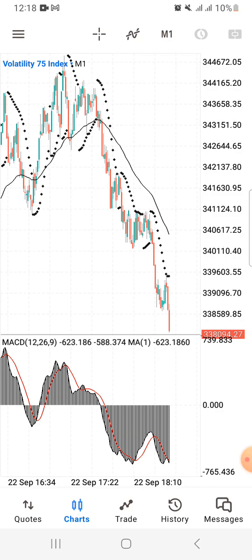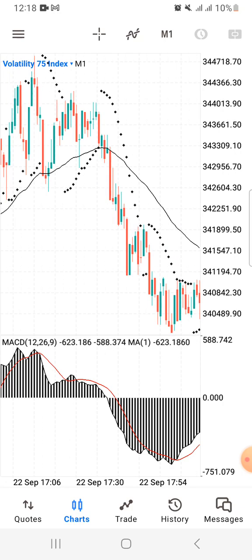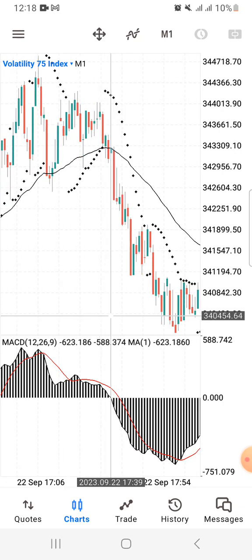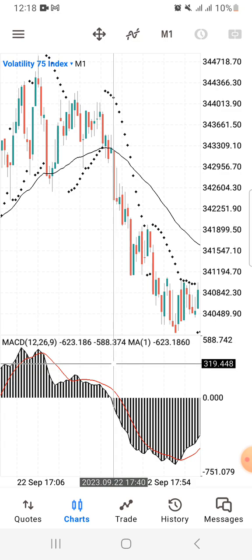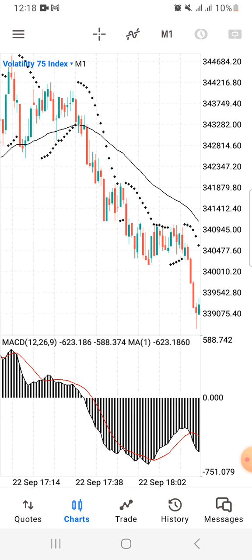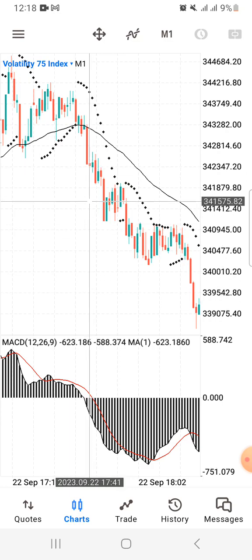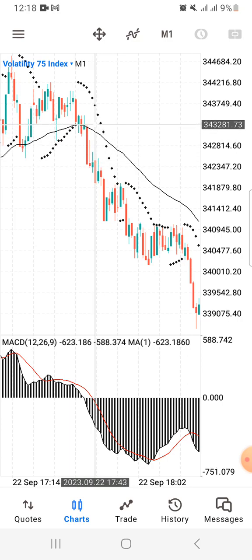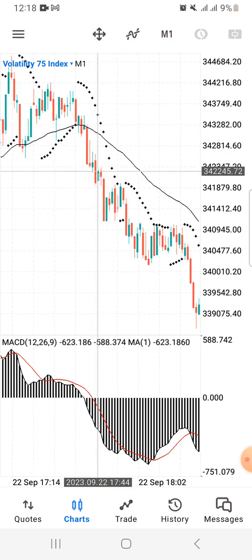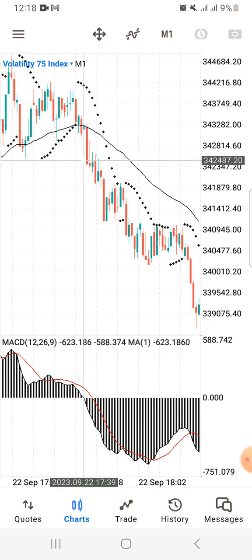So if price is below the 50 moving average and you see MACD, let me enlarge it for you to see, the histogram crossing below the zero line, that's when you place your sell. So if you check from here, you can see when the histogram was below the zero line, price was below the 50 EMA, and parabolic SAR was also above the price action. That's when you place your sell.